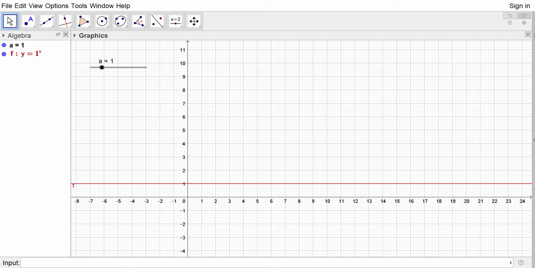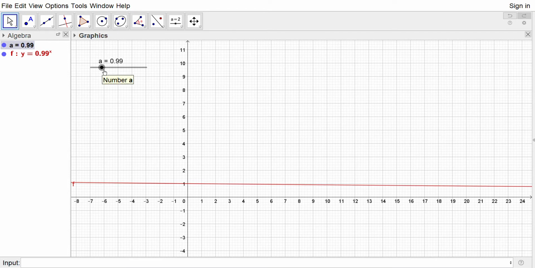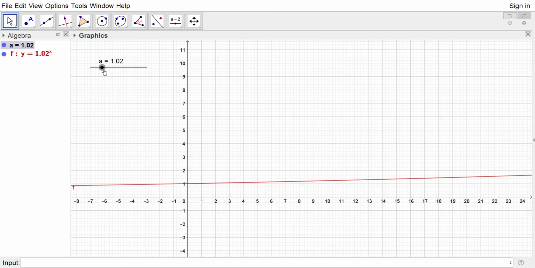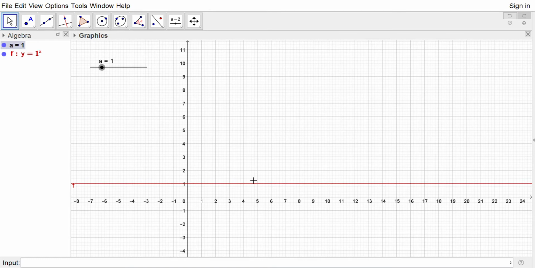Okay, let's try and see if we can investigate what the value e is. So what I've got here is the graph of y equals a to the x. And we're going to see what happens as I vary the value of a. As you can see, if we have 1 to the power x, we just get a straight line. We know that 1 to the power of anything is just 1.